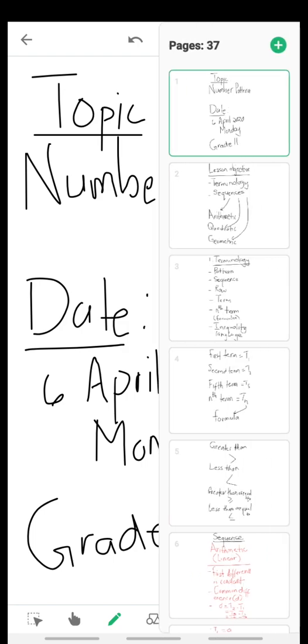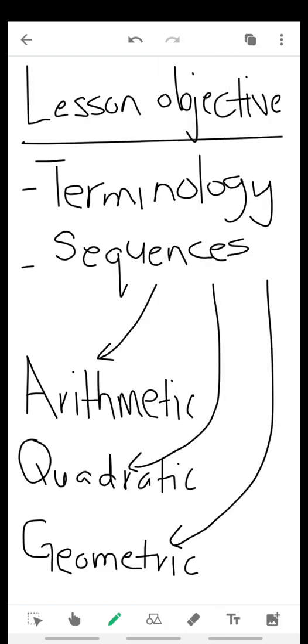Now, let us look at the lesson objectives. What we are going to cover: we will look at the terminology, which are the words or terms used in this topic. You need to familiarize yourself with them because they will be used most frequently. And then we will look into different sequences or patterns. At the high school level, we focus on 3 sequences: the arithmetic sequence, the quadratic sequence, as well as the geometric sequence.